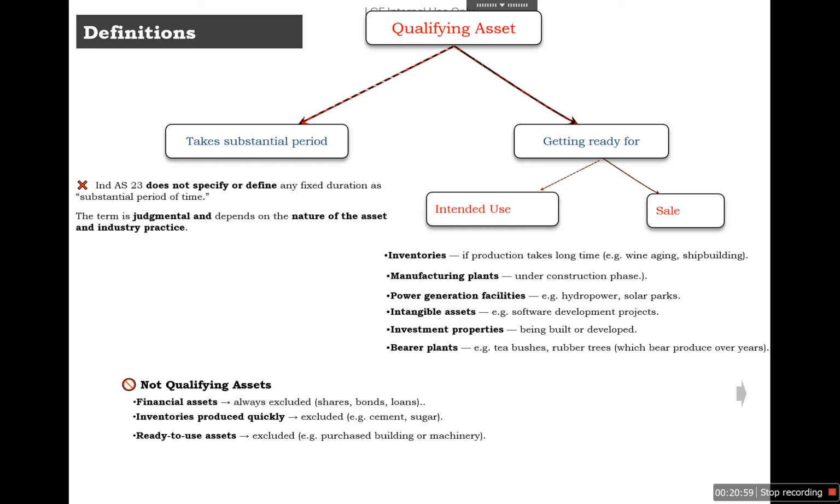And ready to use assets are excluded because as per the definition, a qualifying asset takes a substantial time. If the asset is ready to use, it is excluded from the definition of qualifying asset, and the borrowing cost on the ready to use assets is not capitalized. It is treated as an interest expense in the P&L. Let's take a few examples on it.